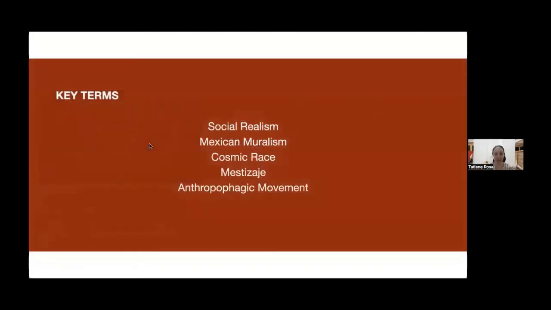Okay. So we're going to move on to talk about Mexican muralism as one of the main movements in our history from Latin America that define what modern art is, right? And so I have some key terms. I don't know if you need them, but it's how I usually structure the class. So the very first are going to appear in the beginning of this section: social realism, Mexican muralism, the cosmic race, mestizaje or racial miscegenation, and the anthropophagic movement.